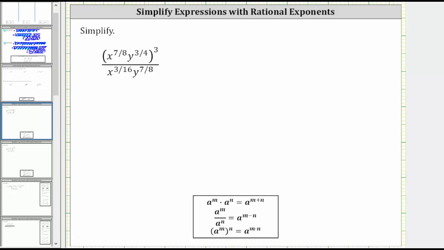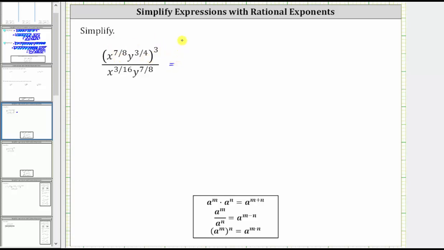We are asked to simplify the given expression. Looking at the expression, the first step is to simplify the numerator where we have powers raised to powers. Remember, when we have powers raised to powers, we multiply the exponents, which means in the numerator, we multiply the exponents inside the parentheses by 3.